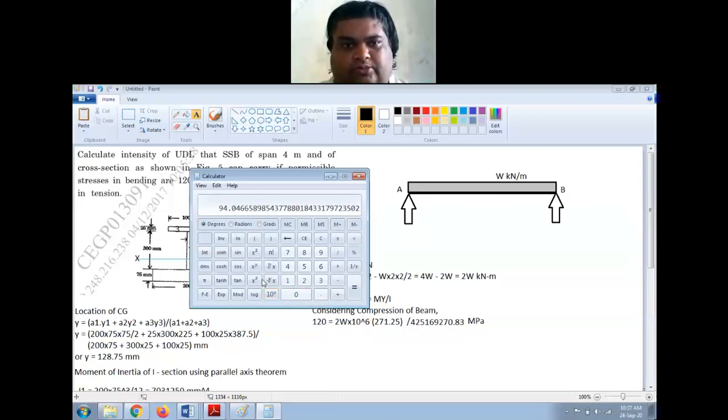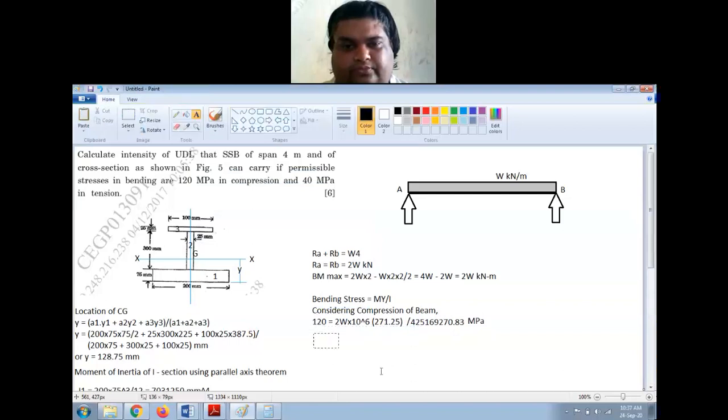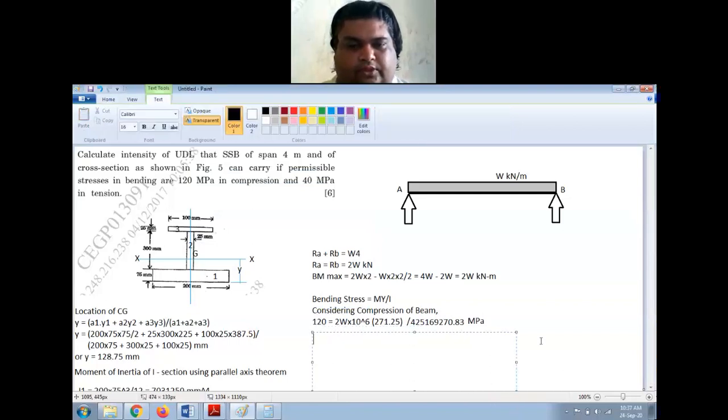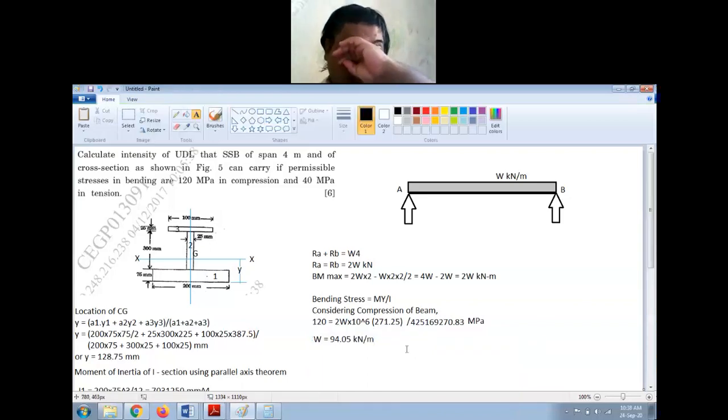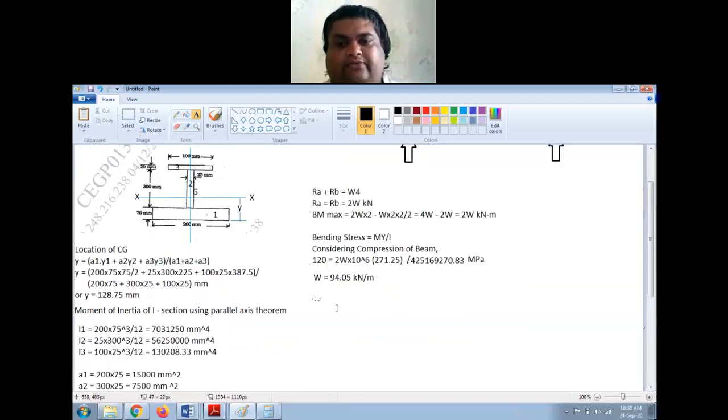So W is 94.05. W is equal to 94.05 kilonewton per meter. Right? Now considering the compression stress, I'm getting W as 94.05. Now let us consider the tensile stress and find the W.